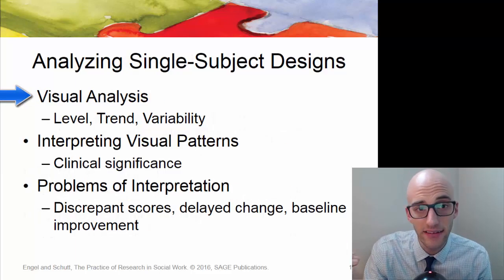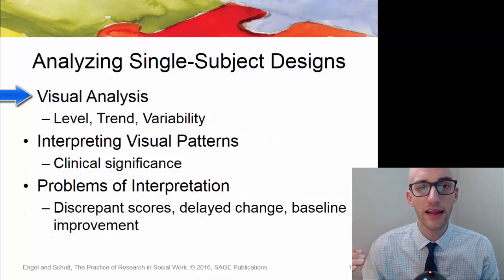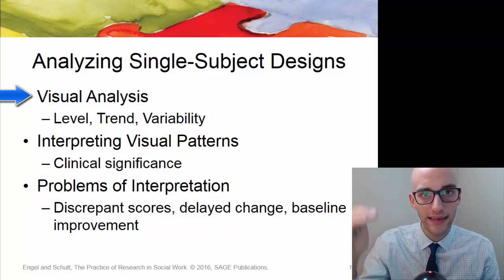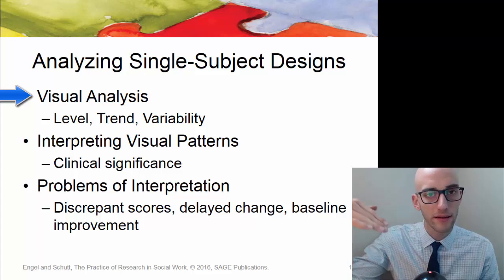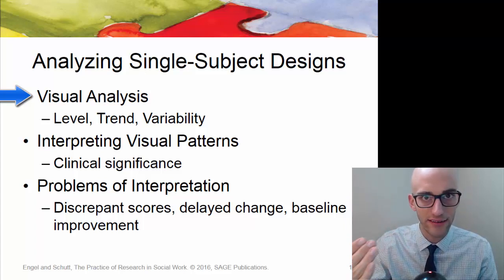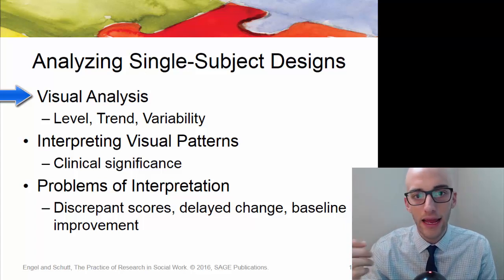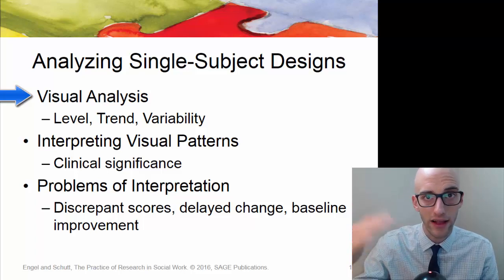So in analyzing single system design, there's a visual analysis that goes on. Level, trend, and variation are three important things to look at on the graph. The level is the intensity of the outcome. Trend, again, is whether or not there's any kind of upward or downward, increasing positive or decreasing negative trend that we can observe in the data. And variability is if there's an up and down, almost like a zigzag type of thing going on.